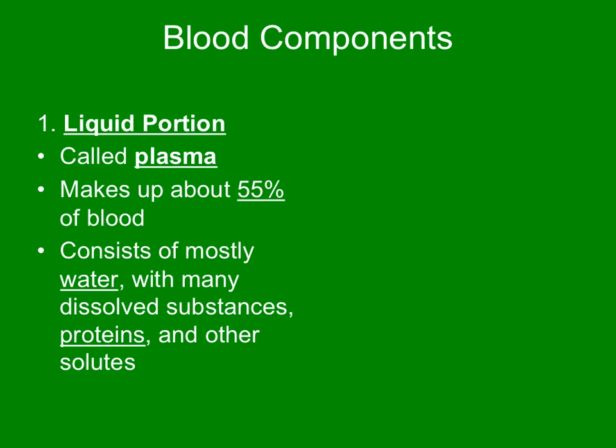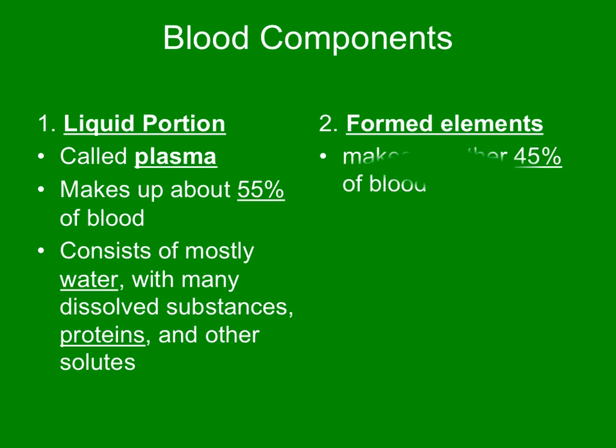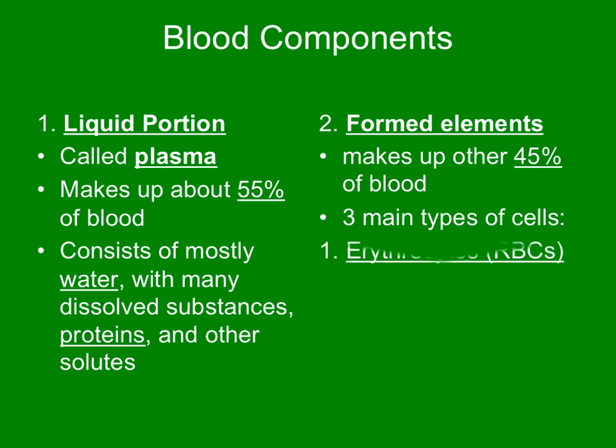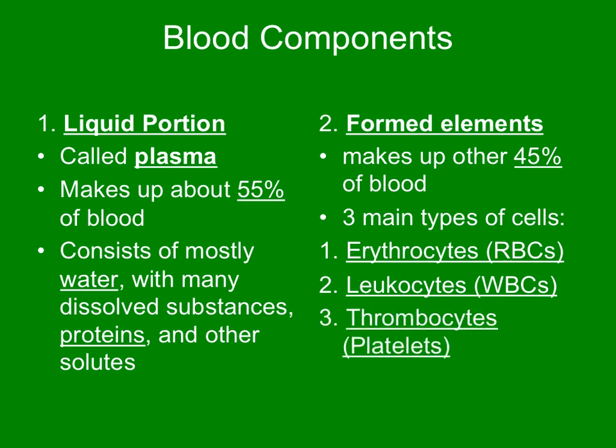They're created by the body, and these are what we call the formed elements because our body actually makes them. This is the other 45%, and within it we have three main types of cells. The erythrocytes, which are the red blood cells, the leukocytes, which are the white blood cells, and the thrombocytes, which are also referred to as platelets.